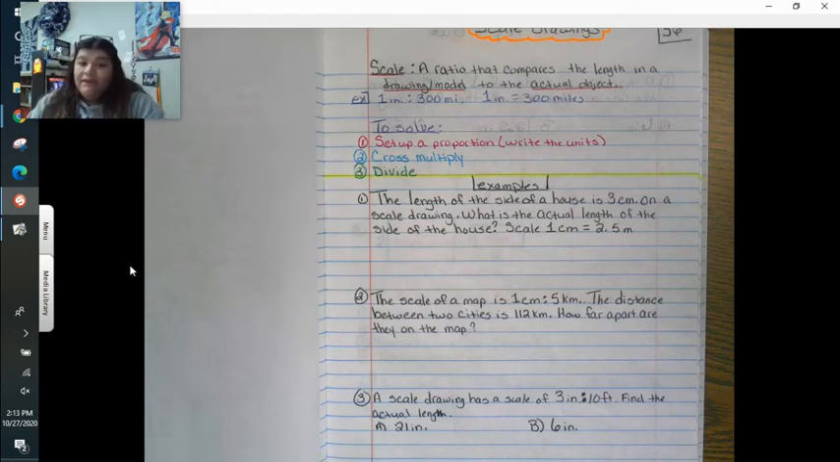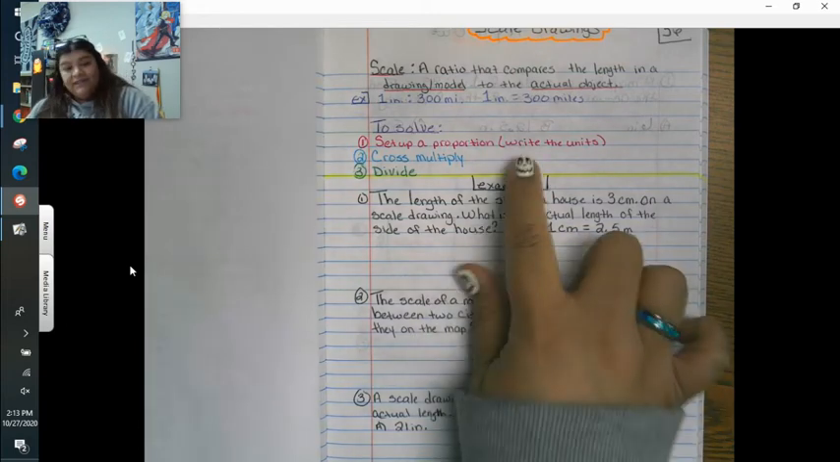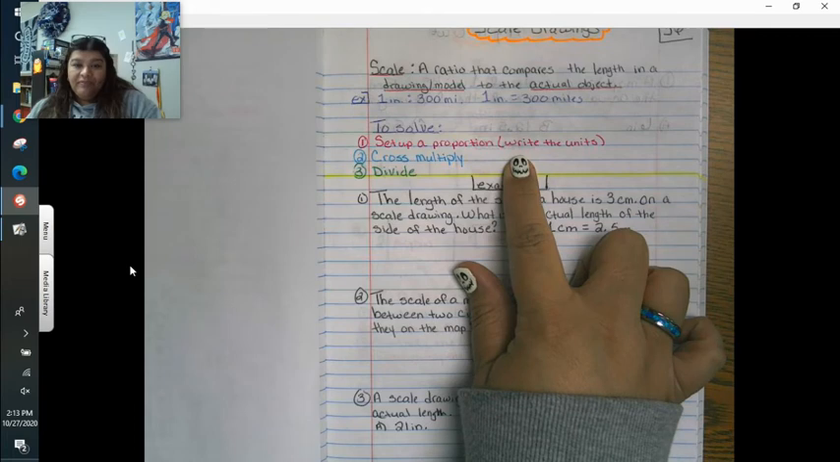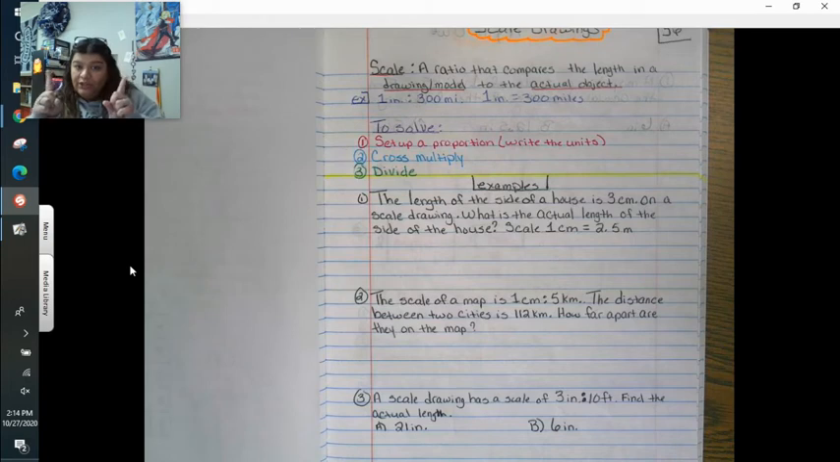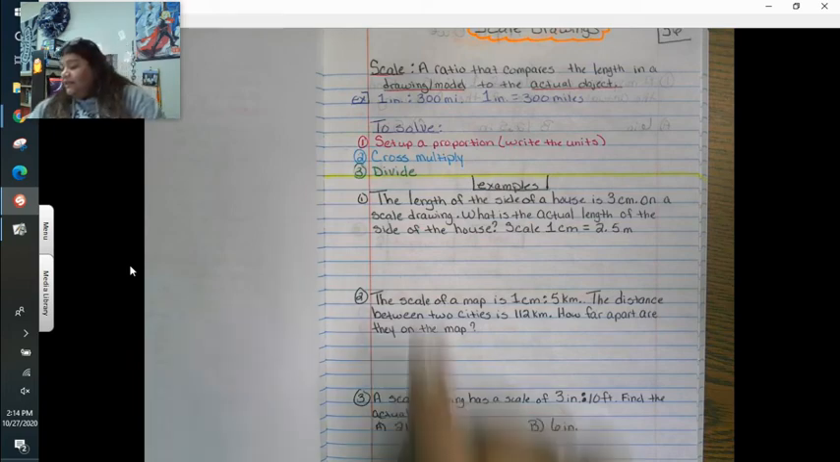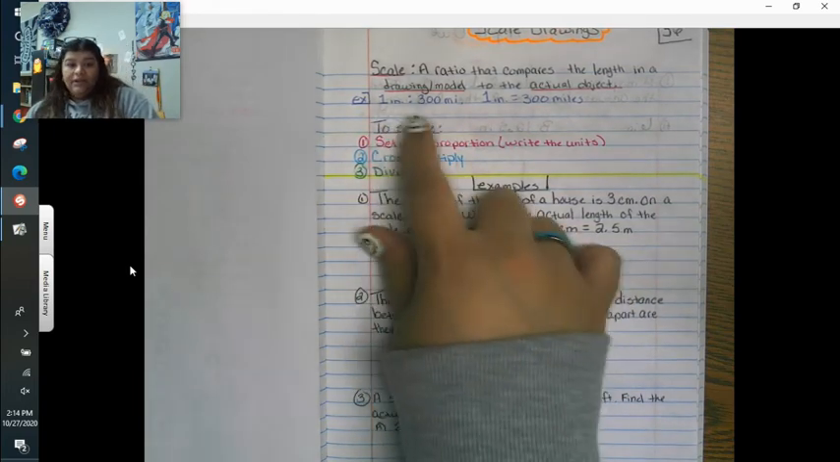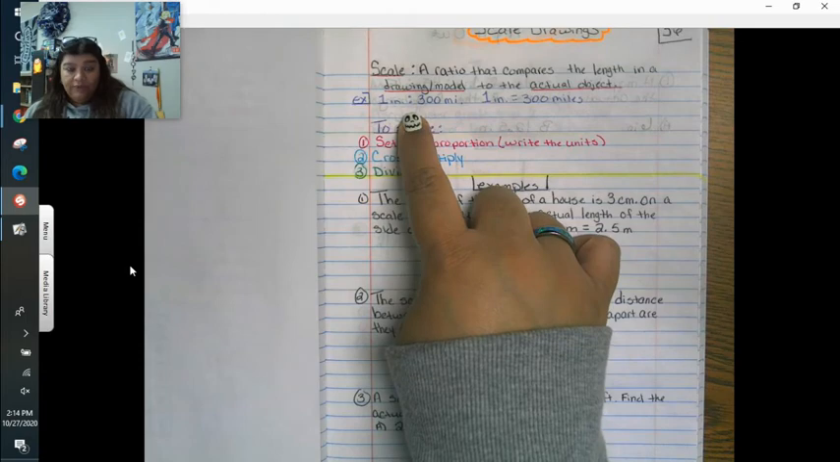Now to solve them, very simple. The second 9 weeks is going to be a lot of proportions, so you're going to use a proportion. And I can't emphasize enough, like we did on the proportions last week, you have to write the units down. If you write the units down, it makes everything a lot easier. Once you have your proportions set up correctly, remember you'll need 2 ratios, then you just cross multiply and divide. Scale drawings are kind of easy because the scale, the ratio, is actually written for you already.